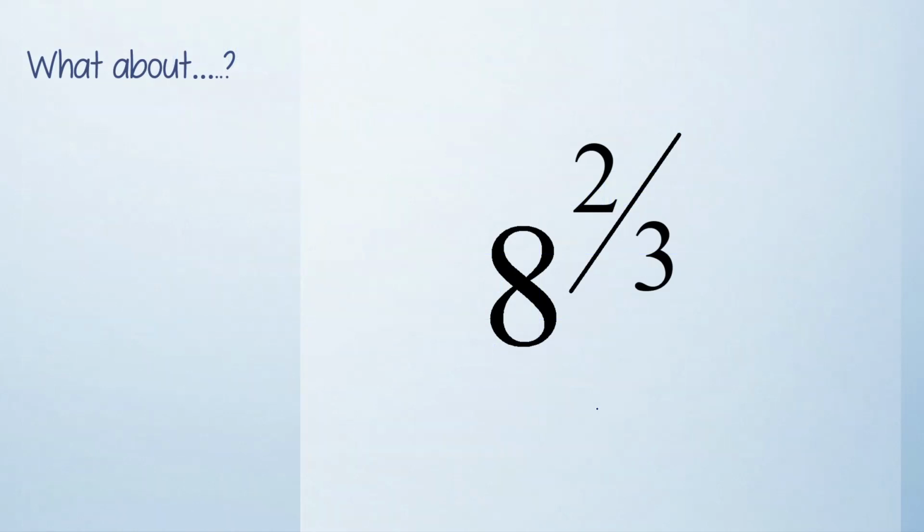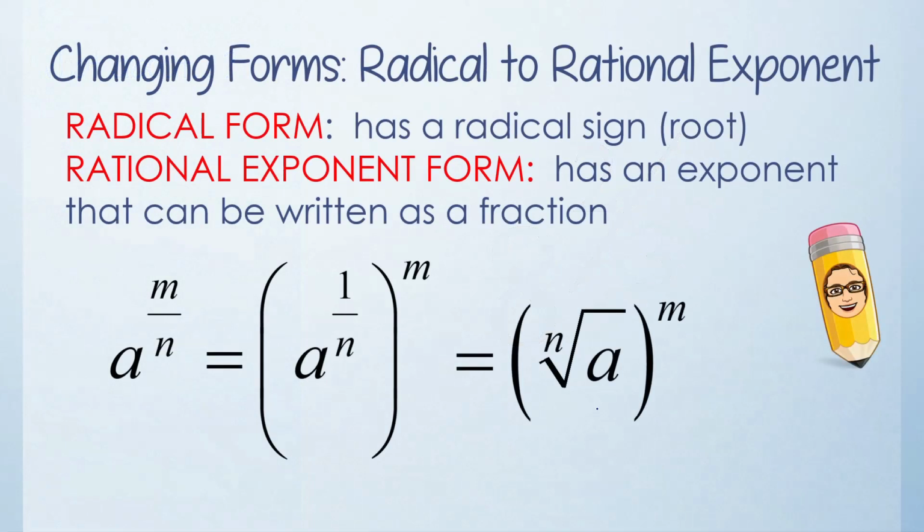I want to be able to evaluate that. I want to be able to write it in rational and with a radical, because right now it's in rational exponents. Well, we have that ability. So when I'm in radical form, that means I have a radical sign. If I am in rational exponent form, that means I have an exponent that is a fraction. And I want to be comfortable swapping between the two forms.